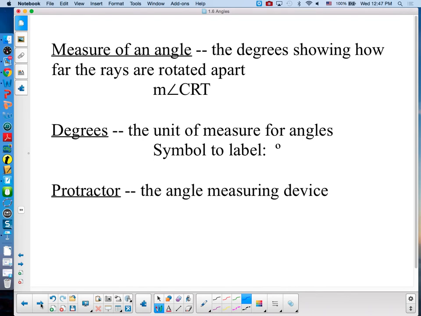Let's go to measuring angles. I'm pretty sure that checkpoint is what I just had you do. Measuring an angle. The measurement of an angle is the degrees that show how far the rays are rotated apart. If the rays are real close together, the angle is going to be small in degrees. If they're rotated further and further apart, you're probably familiar with a 90-degree angle as being like a right angle.